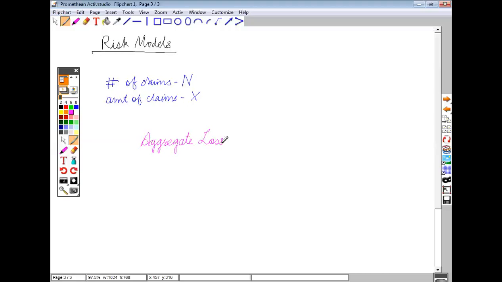So let us say I define my aggregate loss as S. This is my aggregate loss that I incur as a company. So now what I want to do is define my total loss using the number of claims and the amount of claims that I can incur as a company. So how can I do that?